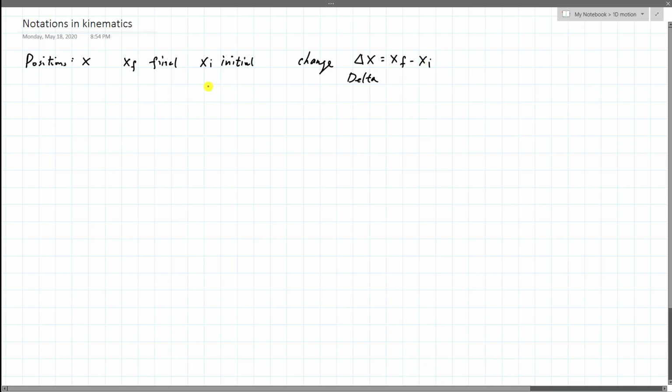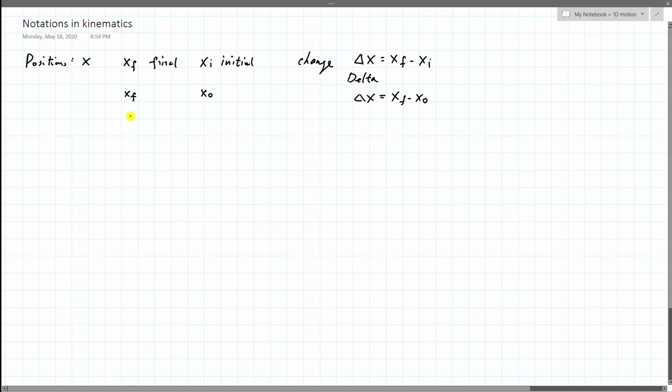And other times, the initial is written as x0. The 0 is the initial, and x final stays as x final. So you could have something that reads delta x is x final minus x0. The 0 always means initial in this type of notation.